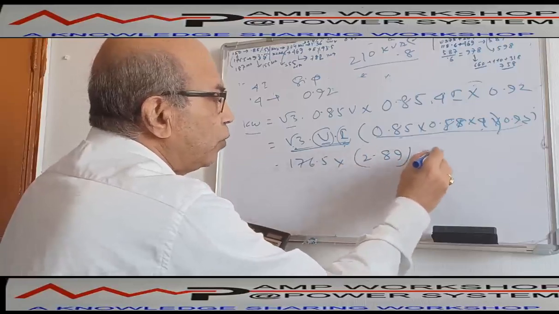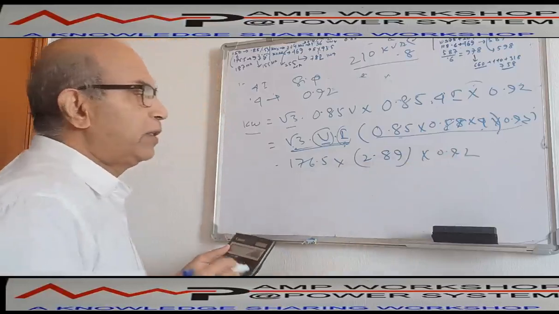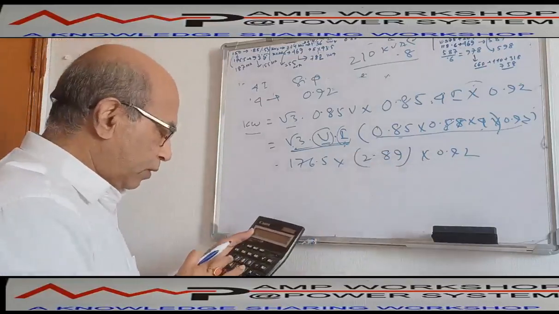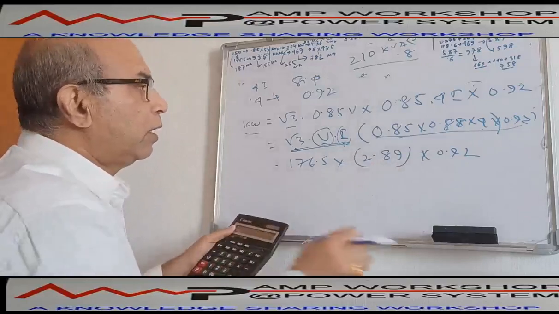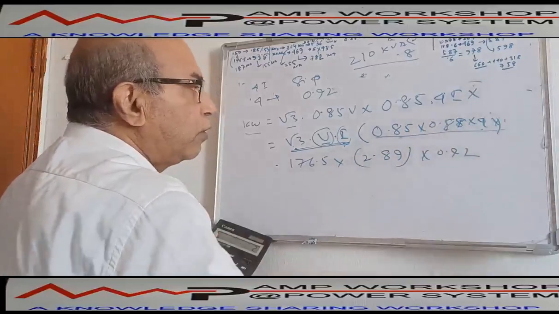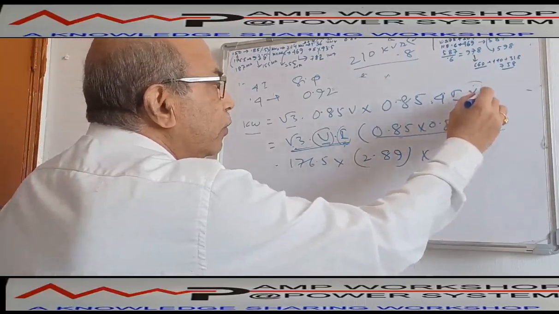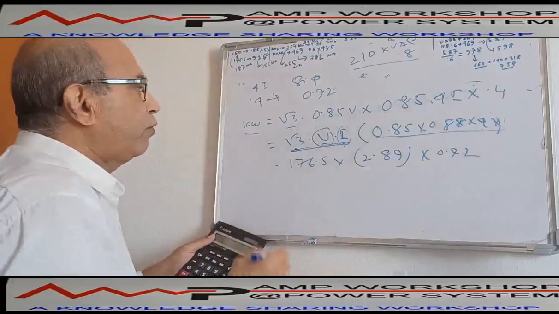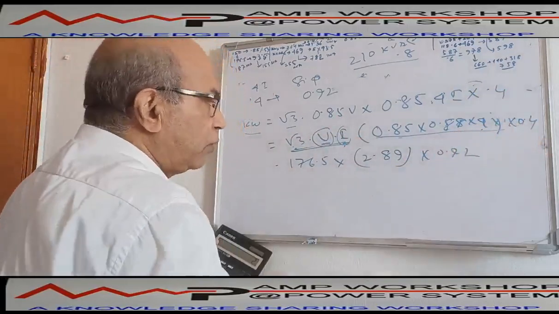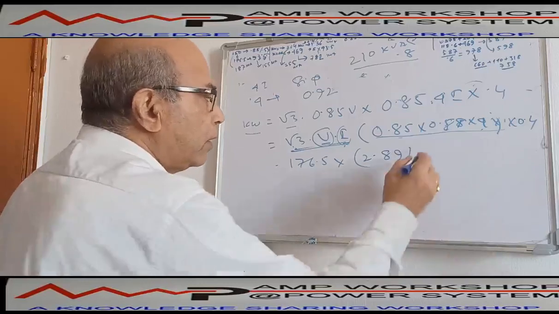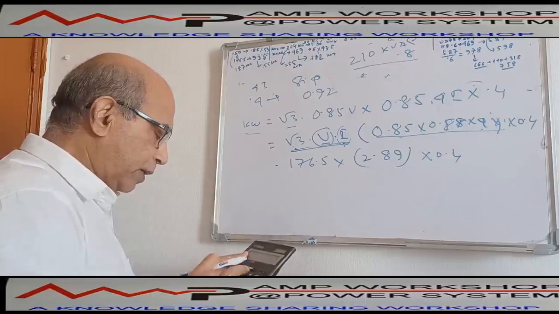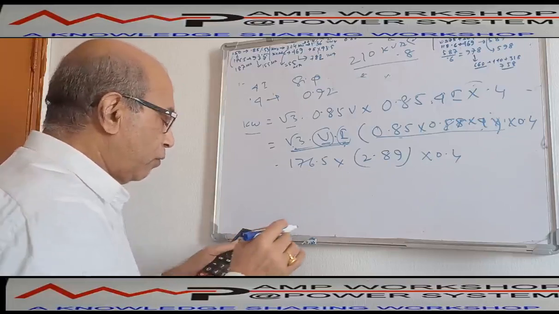2.89 into 0.92. So this is the coming kilowatt. If you calculate this, this is not power factor, no. So this is not 0.92. This is equal to 2.89 into the starting power factor 0.4. No, we are calculating kilowatt, so it will be 0.4. So how much will it be coming? 2.89 into 0.4. So it is coming 1.15.